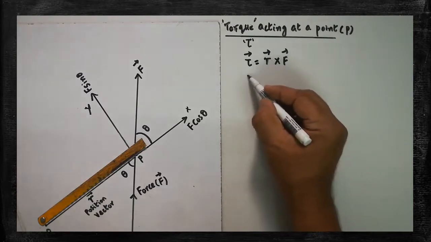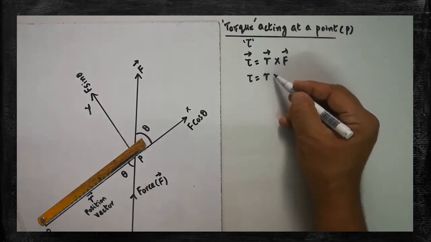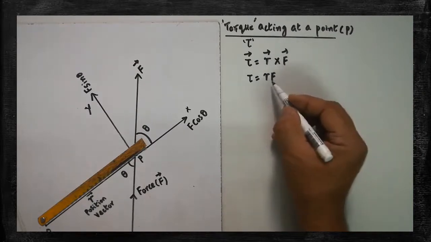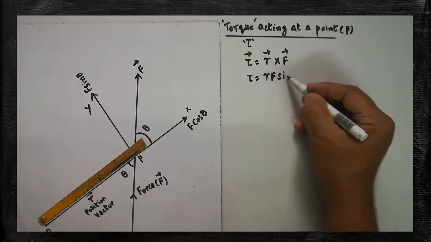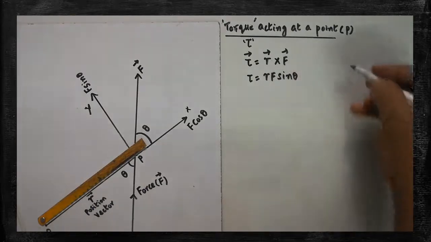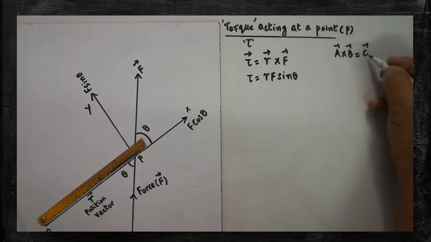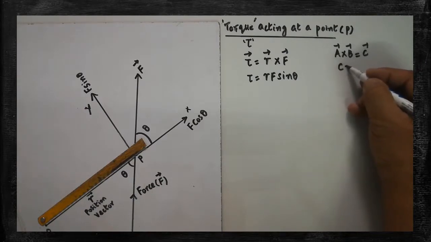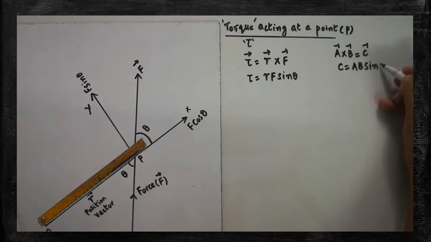Here the tau, its magnitude can be measured. How can it be measured? If you calculate the magnitude from the vector product, you will get the factor like this, r F sin theta. In the earlier stages you have learned that A vector into B vector gives you, what is this, C vector. C vector is the product vector. If you want to get the magnitude of this one, what is the formula? C is equal to AB sin theta is the formula.